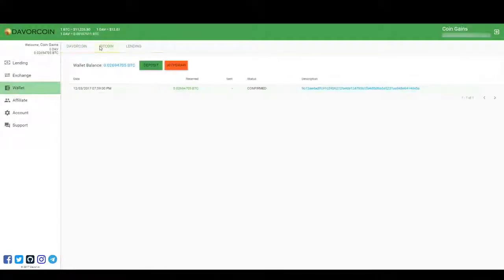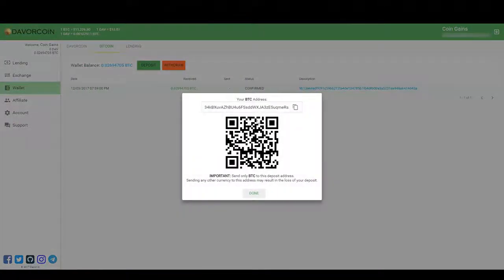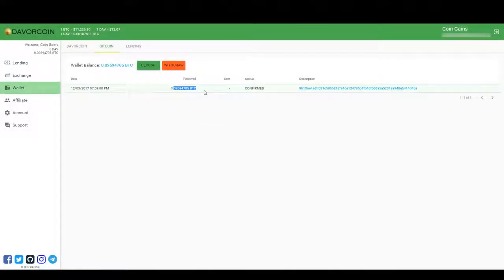Okay, so with your Bitcoin, you're going to want to scan in this address. Not actually this address, this is my address. So if you sent money to this account, you'd be sending it to me. It's going to generate your own address, so just scan that or type it into your Bitcoin wallet and send what you want to send over.